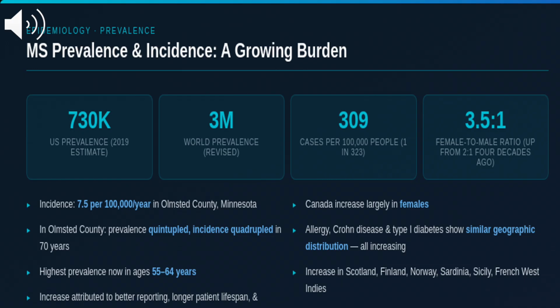The increase parallels trends in other immune-mediated diseases, allergy, Crohn's disease, and type 1 diabetes, all of which show similar geographic distribution and increasing incidence. The common thread is altered immune regulation as exposure to infectious agents has diminished, combined with migration to urban environments, reduced sun exposure, dietary changes, and the overall shift from dirty to clean environments that characterizes modern industrialized life.